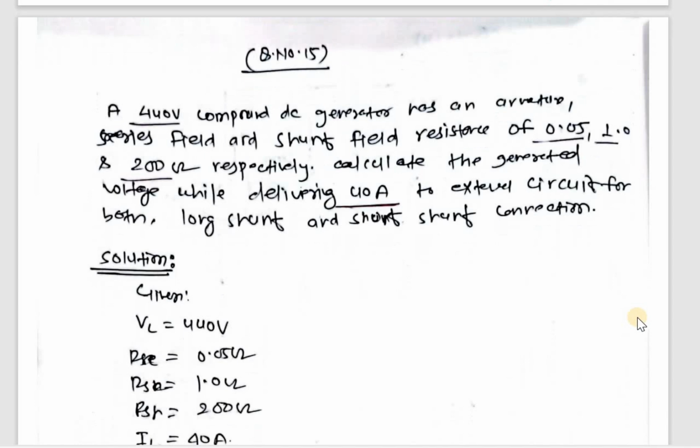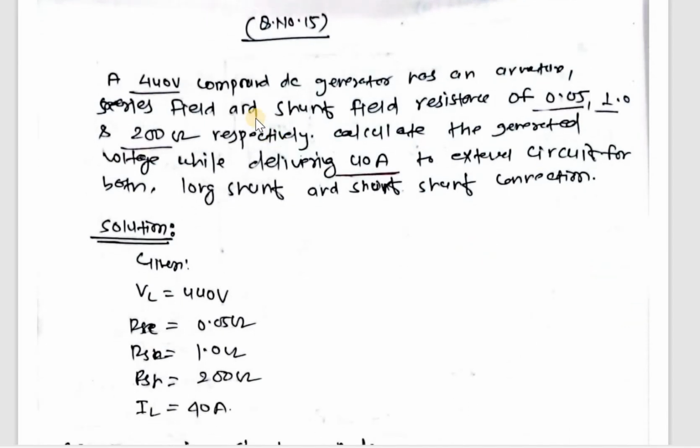Next problem is a 440 volt compound DC generator has armature, series field and shunt field resistance of 0.05 ohm, 1.0 ohm and 200 ohm respectively. Calculate the generated voltage when it delivers 40 ampere to the external circuit for both long shunt and short shunt connection.